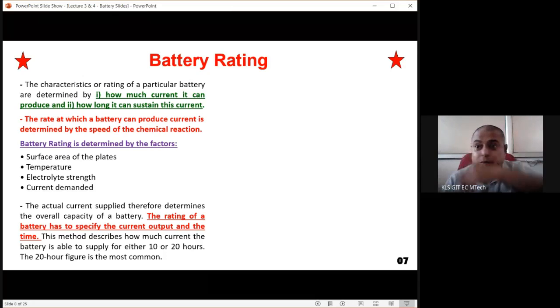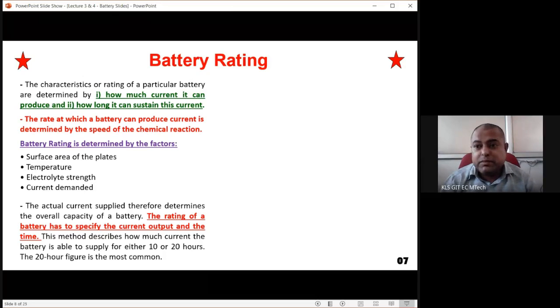So there is one very important concept which is called AH, capital A small h, which is called ampere hour. So how much ampere can the battery produce continuously for how many hours? If the battery is producing 2 ampere for 2 hours, in that case we say the ampere hour rating is 2 into 2, that is 4.